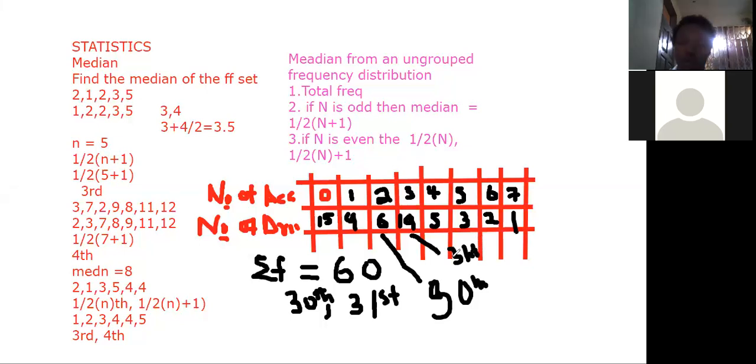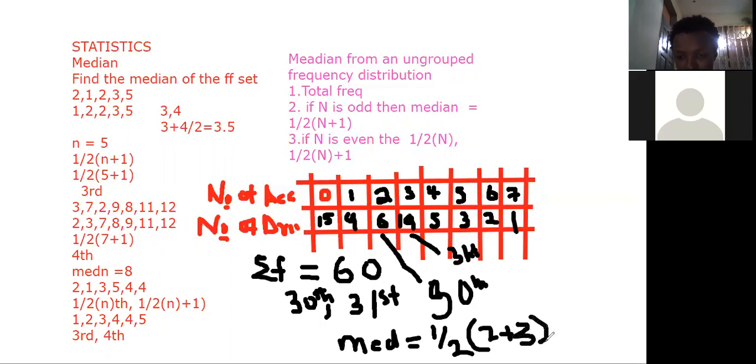So now when we finish, we trace this to its corresponding number of accidents, just as we did for the next one. When we trace, we are going to get 3, and when we trace, we are going to get 2. To find the median, we add the 2 and 3 and divide by 2. So our median MD is equal to half into brackets 2 plus 3, and that will give us 2.5.